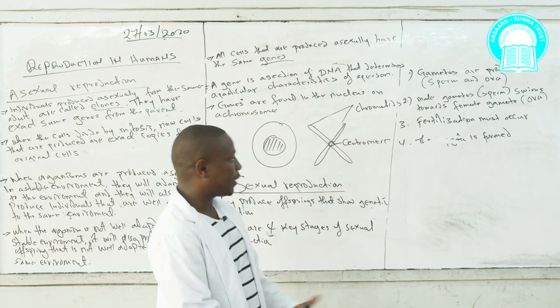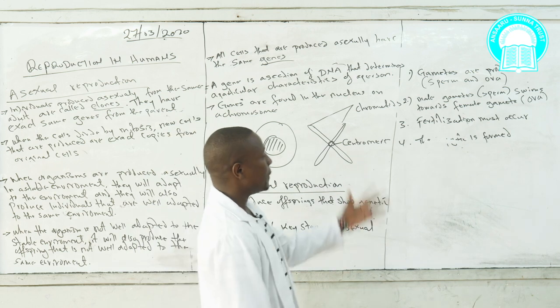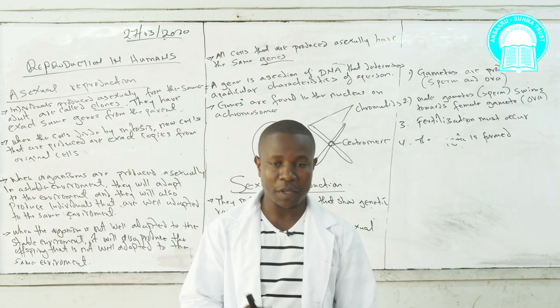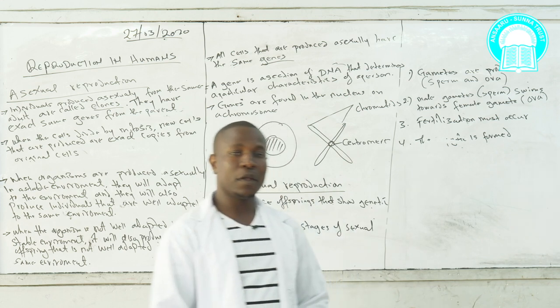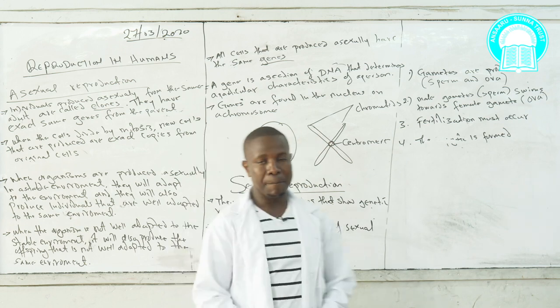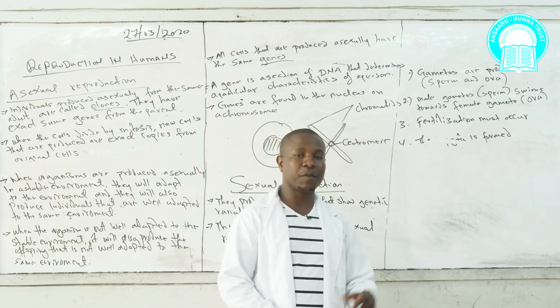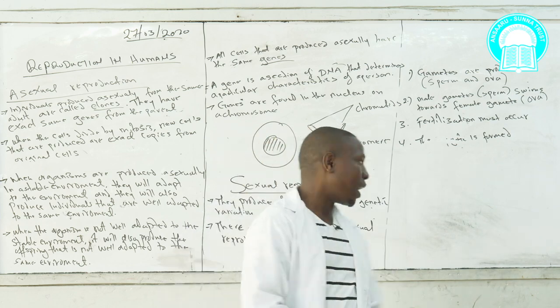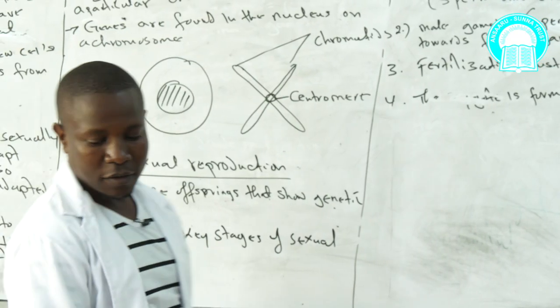So in the exam, you'll be asked, name the four key stages of what? Reproduction. Name the four key stages of reproduction. Be smart. Number one, gametes are produced. Number two, male gamete, that is sperm, swims toward the female. Number three, fertilization must occur. And then lastly, the zygote is formed.